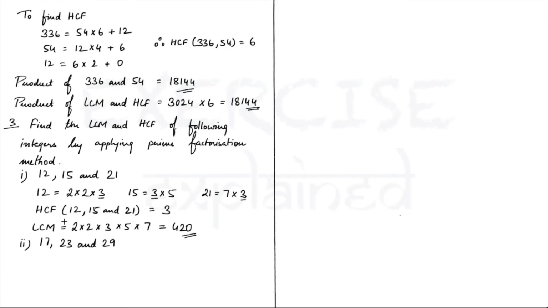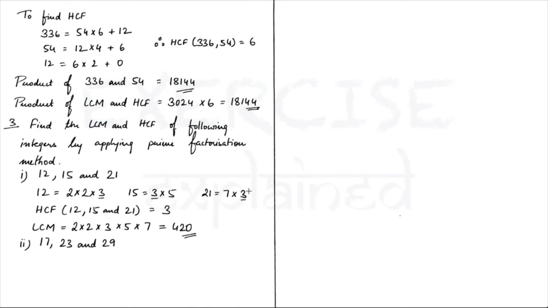And LCM you already know, whichever term is common, we just write it once. I have written this 3 once. And whatever else is remaining, we just get it down. So 2 into 2 is written here, 5 is written here and 7 is written here. So after multiplying, we get the LCM as 420. So here we've got HCF as 3 and LCM as 420. Remember one thing here which is very important. If you do not have anything common between them, HCF is going to be 1.